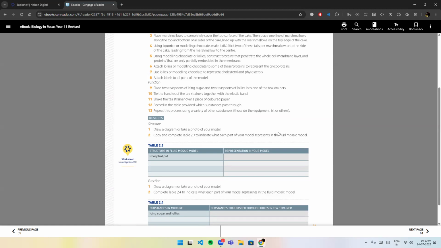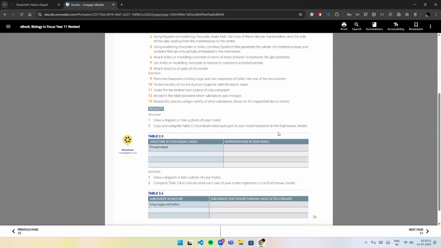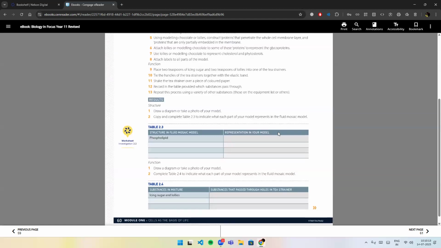Results. Structure. Draw a diagram or take a photo of your model. Copy and complete table 2.3 to indicate what each part of your model represents in the fluid mosaic model. Function. Draw a diagram or take a photo of your model. Complete table 2.4 to indicate what each part of your model represents in the fluid mosaic model.